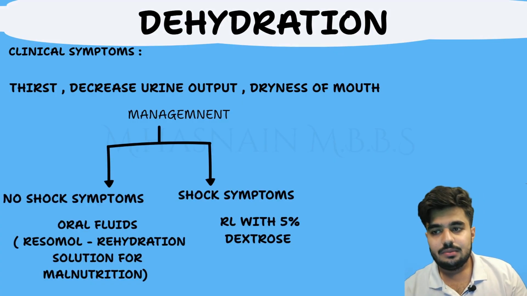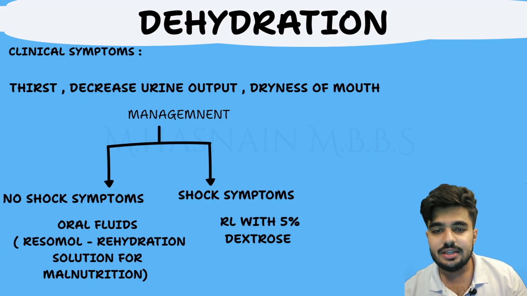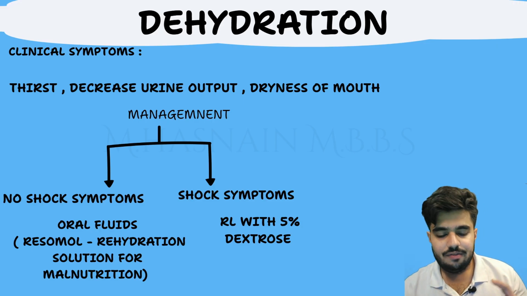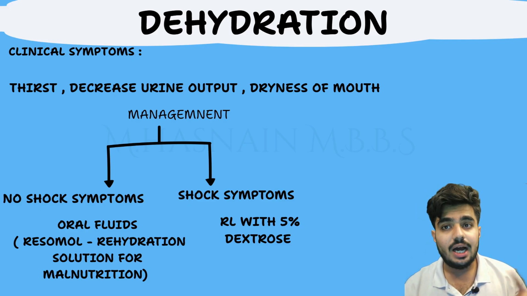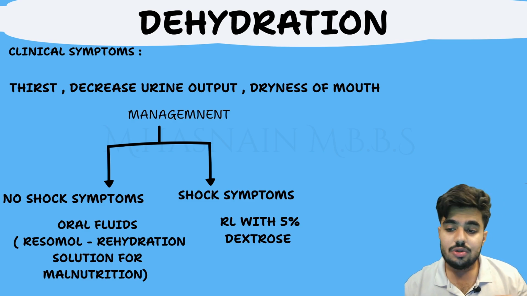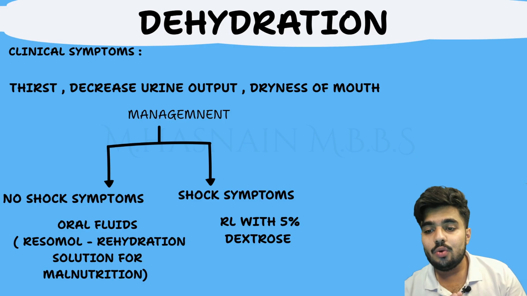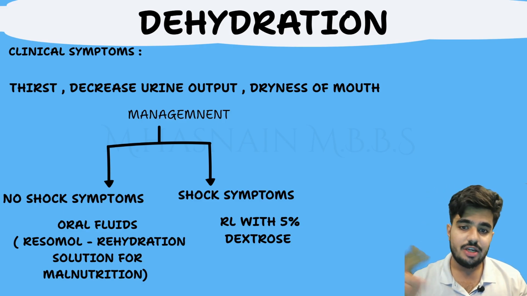Fifth is dehydration. In dehydration, the symptoms will be thirst, decreased urine output, and dryness of the mouth. How are we going to manage the patient who has dehydration in case of SAM? If there are no shock symptoms, we will give oral fluids, ReSoMal. It is different from WHO ORS. ORS and ReSoMal are different. I'll explain in a different video. The values of the sodium and the glucose are different, and the overall osmolarity is different in case of ReSoMal and WHO ORS. You can just read about it.